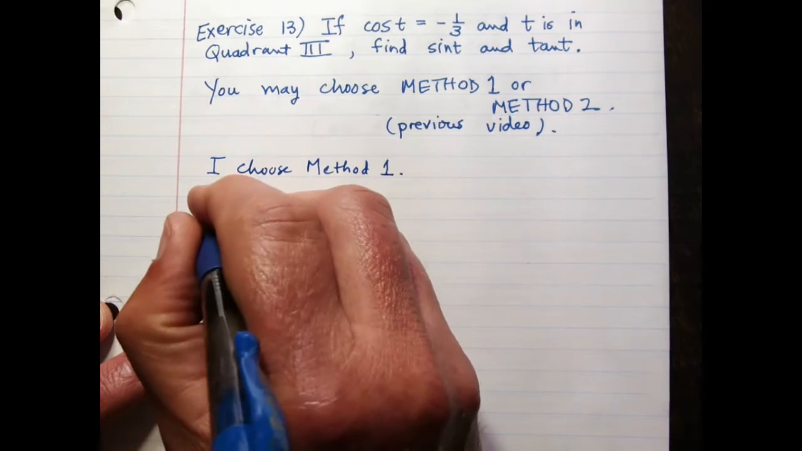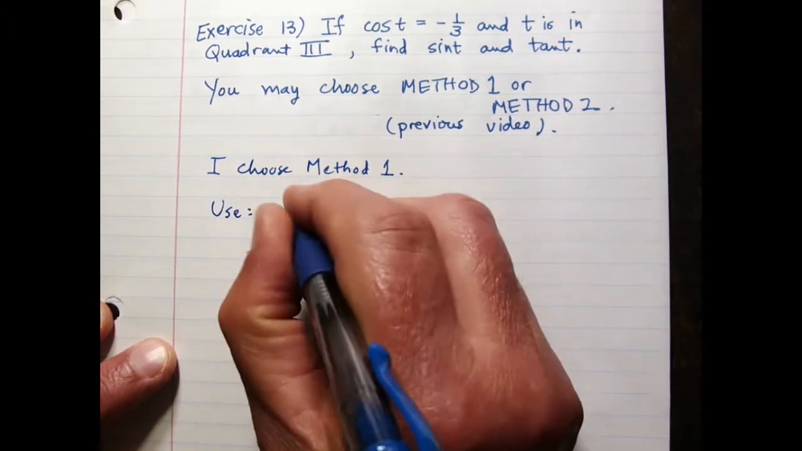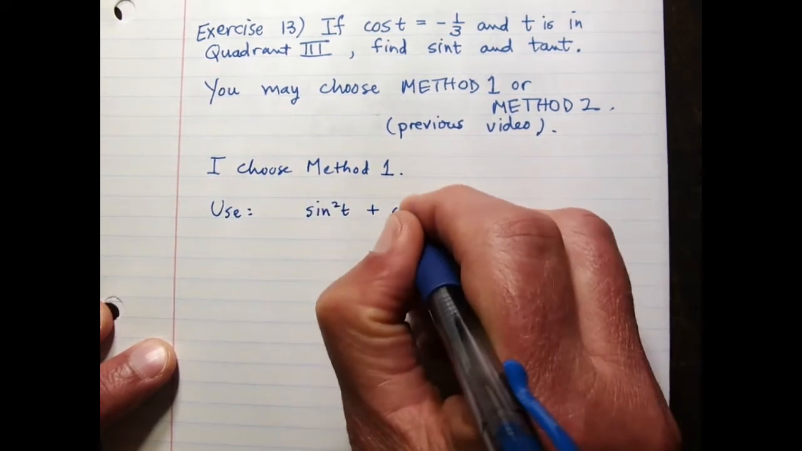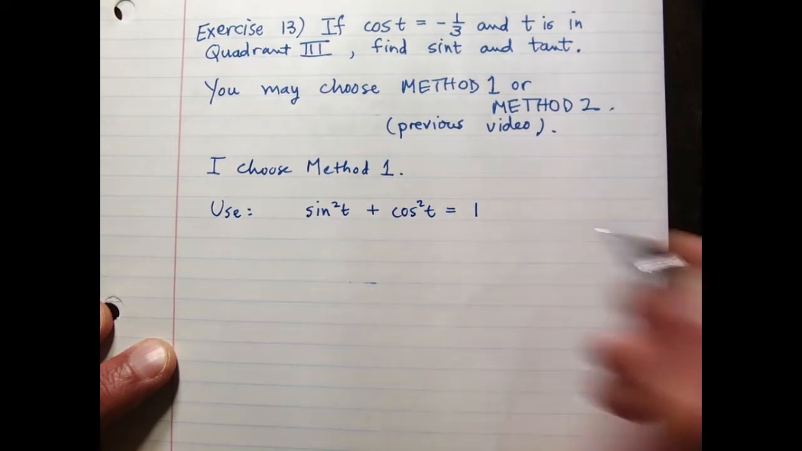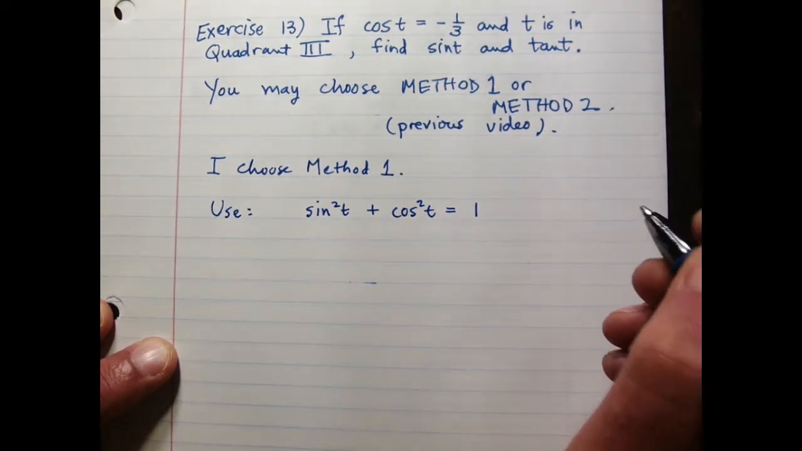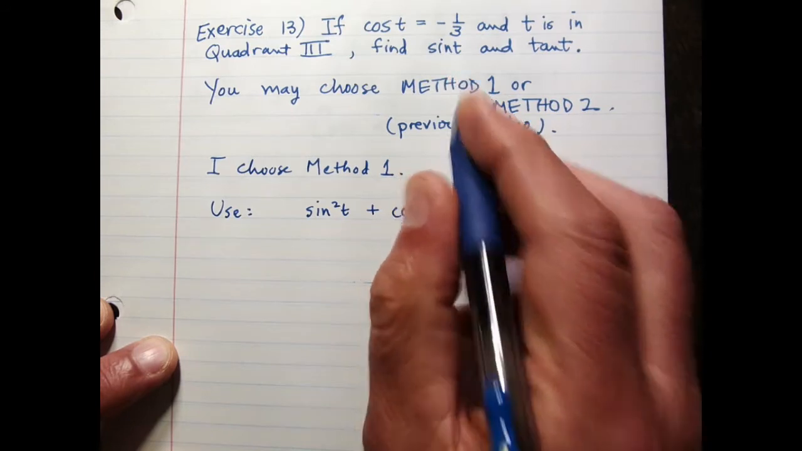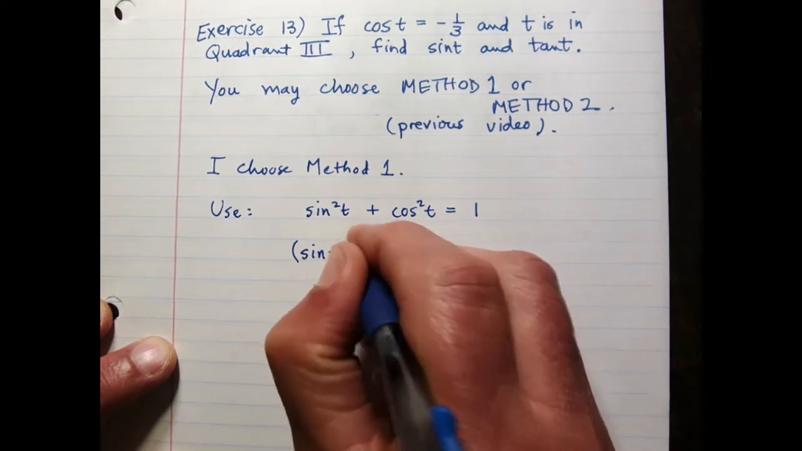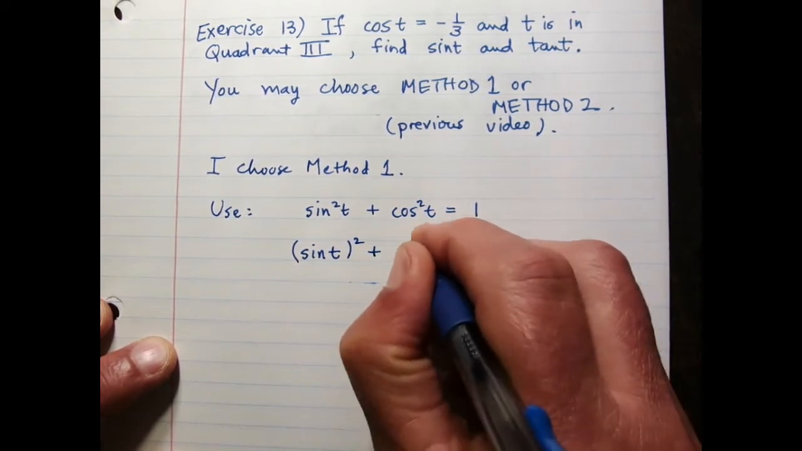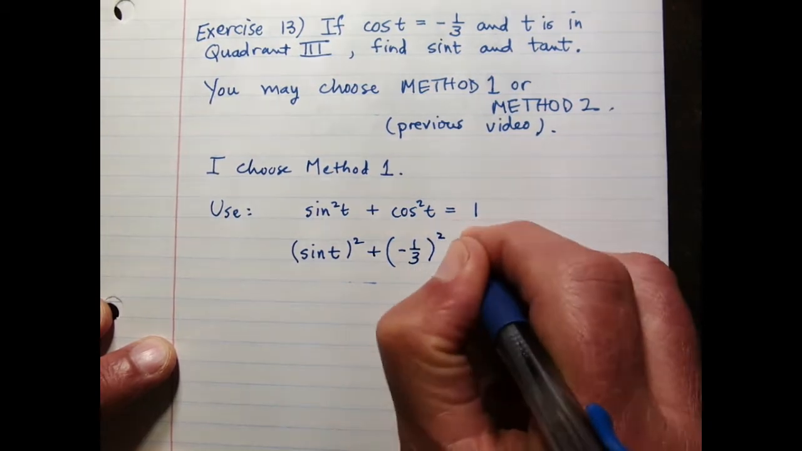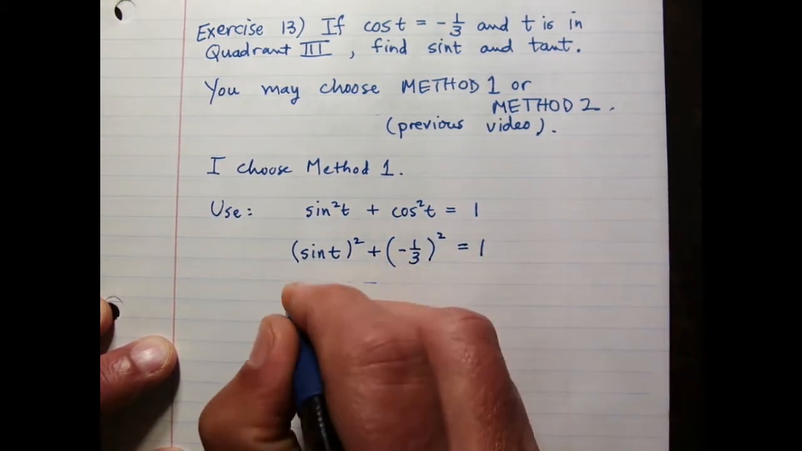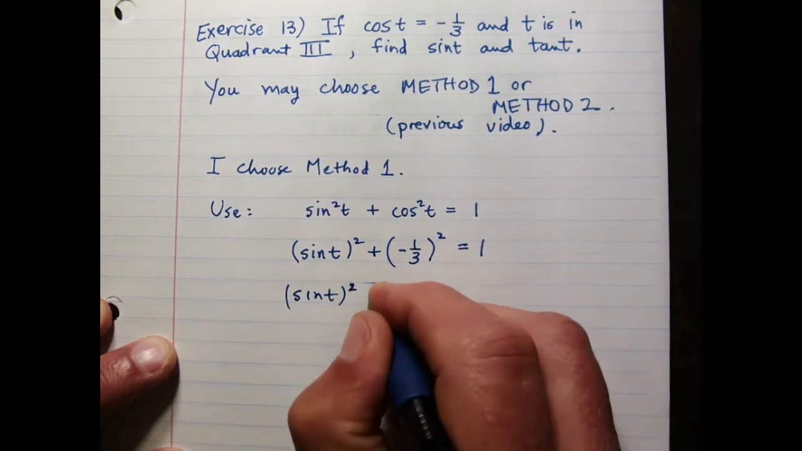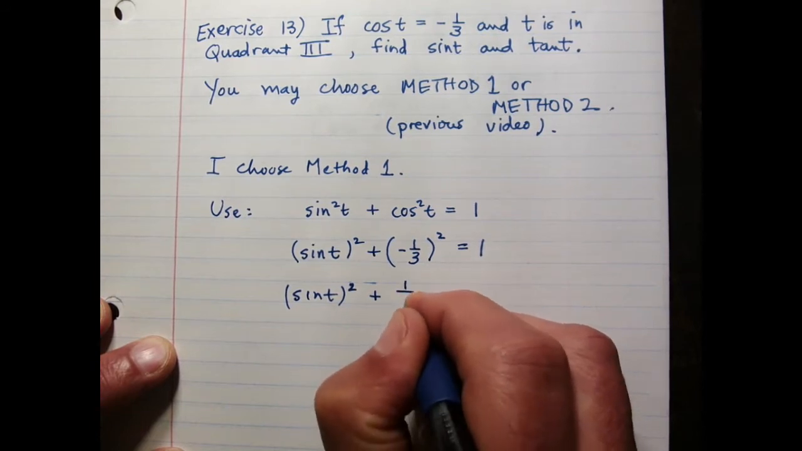So I'm going to use that Pythagorean identity, that sine squared t plus cosine squared t equals 1. And I'm going to plug in the value that I have for cosine. So I want to solve for sine. So sine t squared plus negative 1/3 squared equals 1. Now because we're squaring, we'll lose the negative at this point, right? We square negative 1/3, we get positive 1/9.